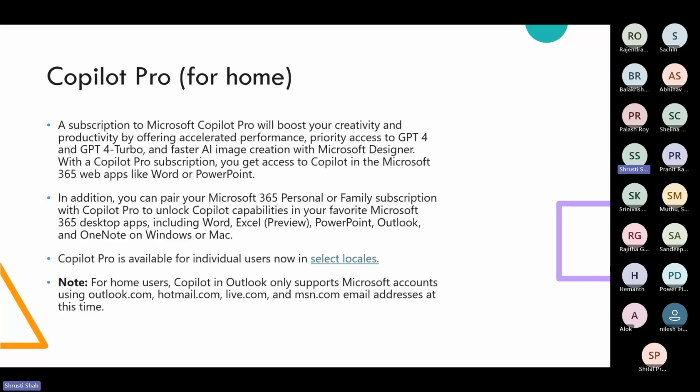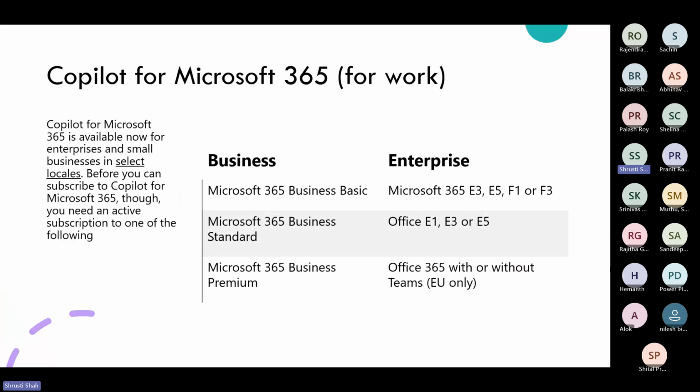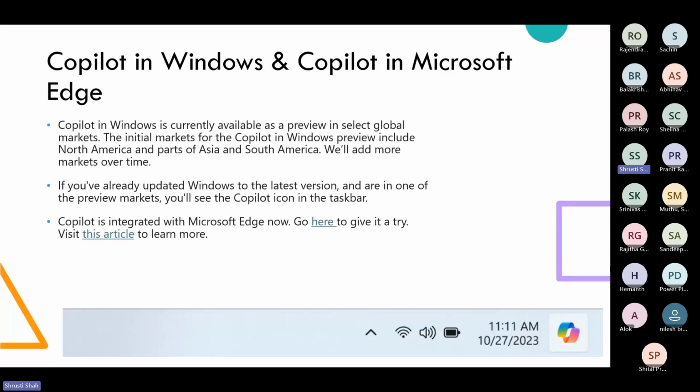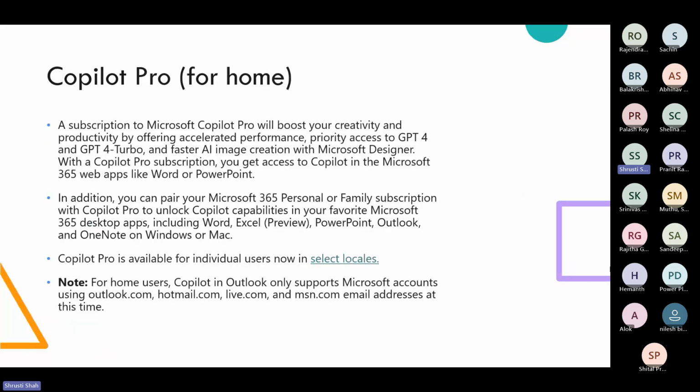Before that, the different SKUs of Copilot, where you can find Copilot. As you can see, there are different types. You will see Copilot Pro, which is for home users. There is Copilot for Microsoft 365, and there is Copilot in Windows and Copilot in Edge. Taking a look at each one by one, Copilot Pro, as you can see, is available for individual users, and it is available in only a few of the local regions. You can read about it in the Microsoft documentation to see which locales it is supported in.